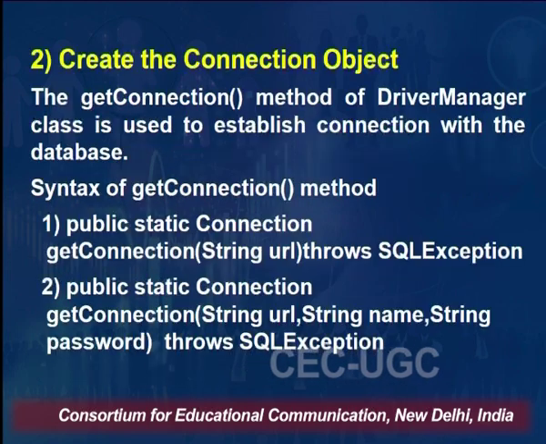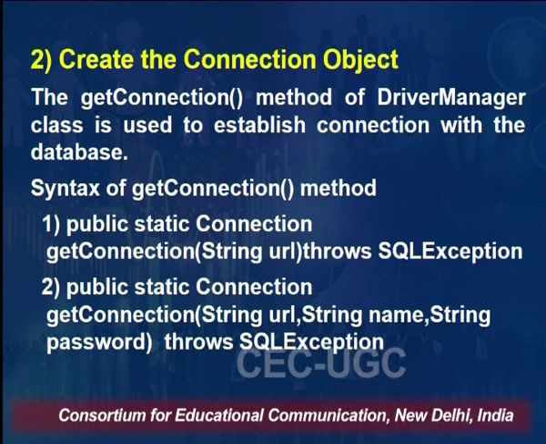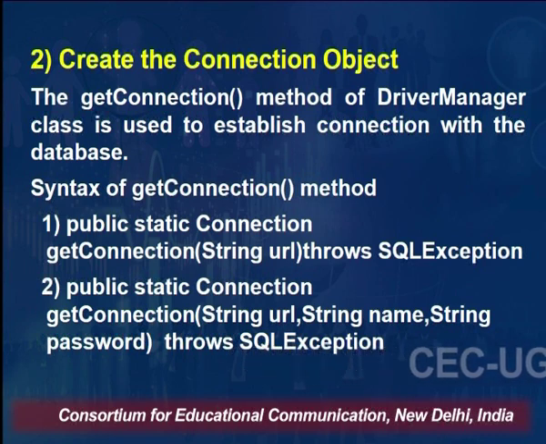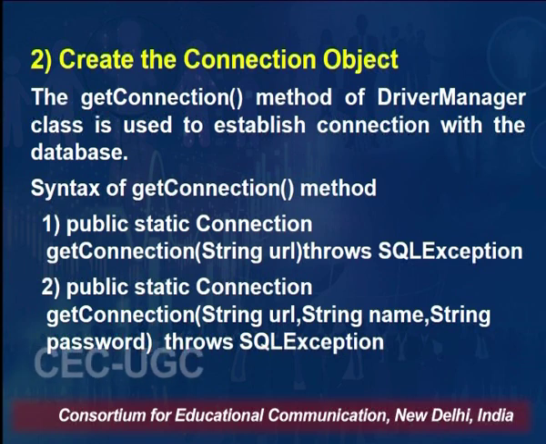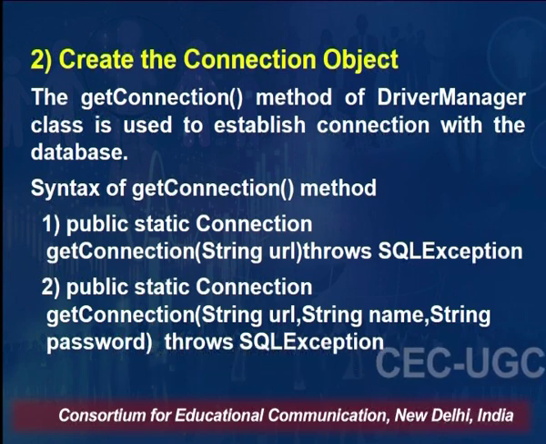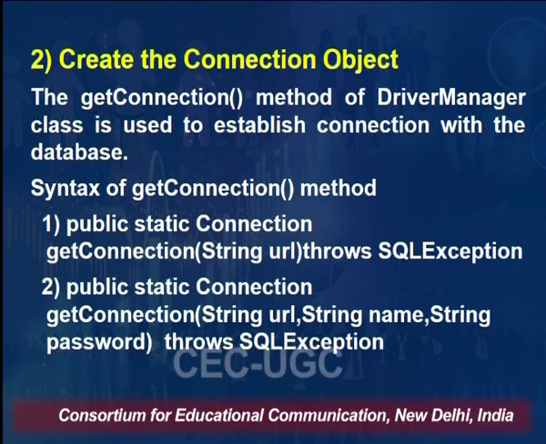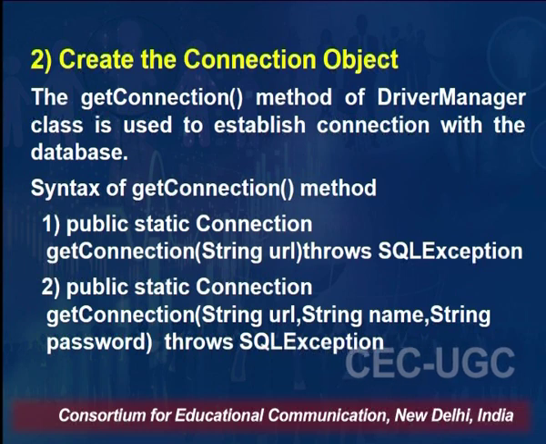Now, after that we need to create the connection object. In order to create the connection object, we will be using the getConnection method, and this getConnection method is available inside the class DriverManager, and as the name indicates, it is used to establish the connection with the database. What will be the syntax of this getConnection method? This can be used with two different signatures.